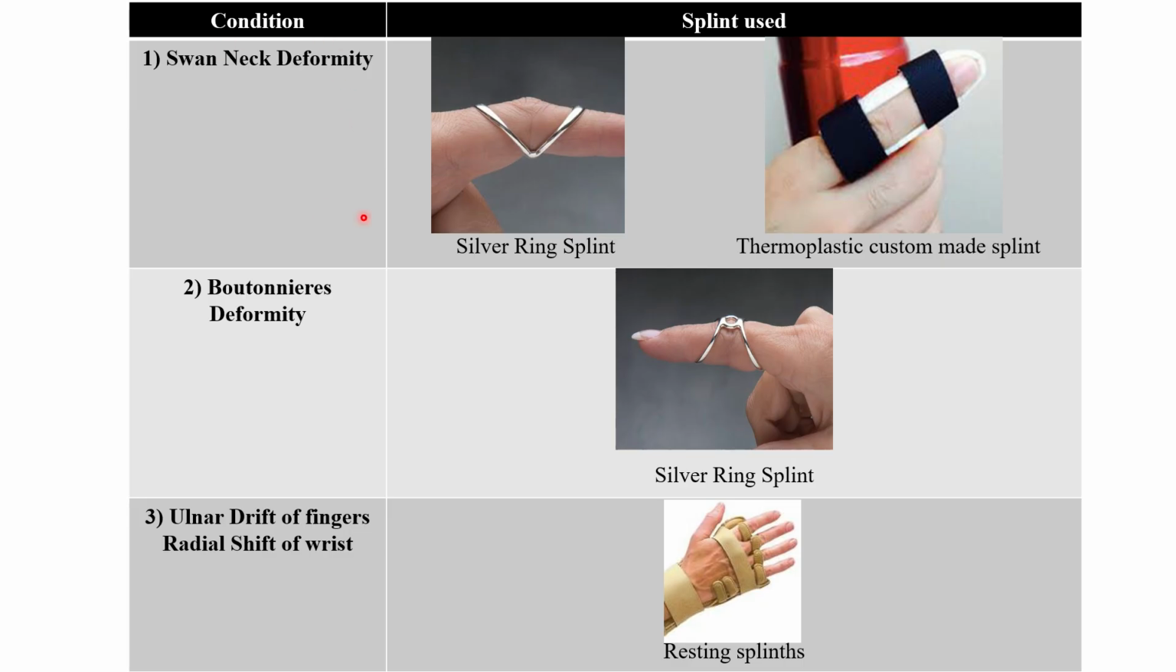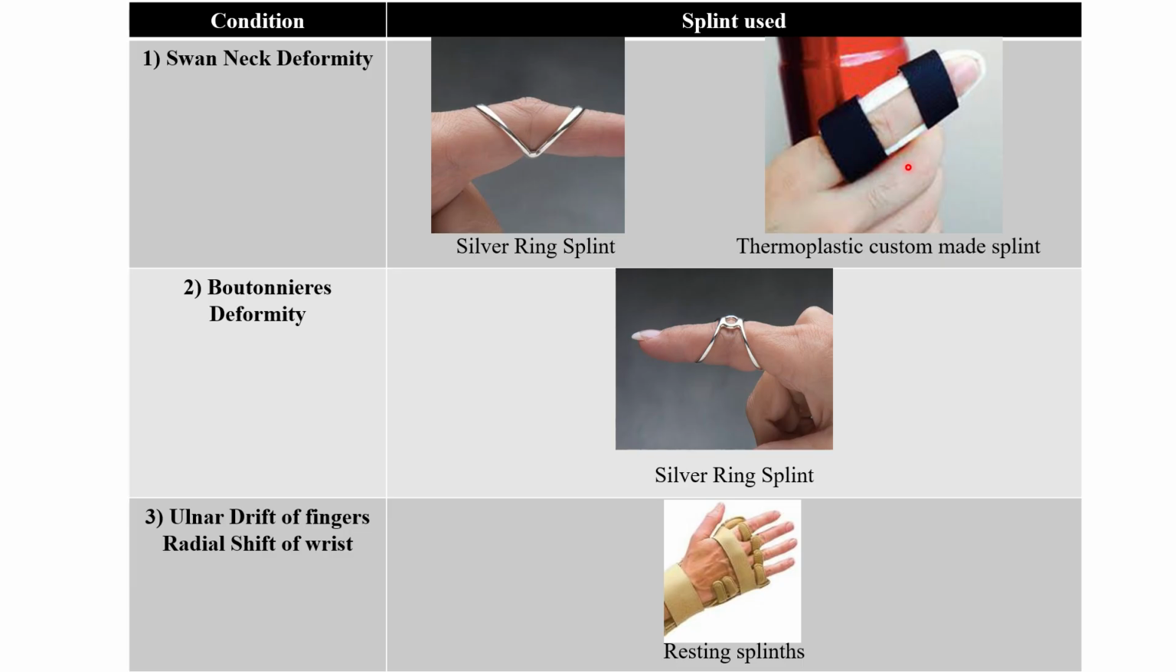So you have swan neck deformity, which is generally managed with silver ring splints in this manner, that helps in relaxing the PIP as well as the DIP and MCP. You also have thermoplastic splints like this, which are custom made gutter splints. They have the Velcro straps like this to maintain the finger in a straight manner.